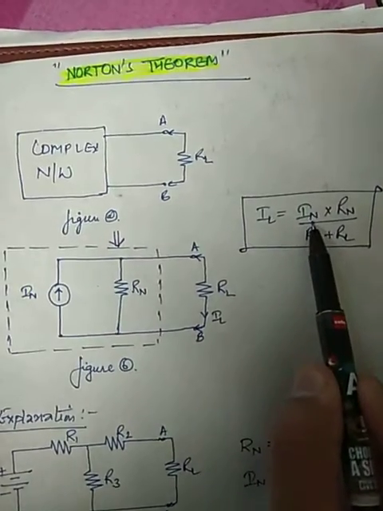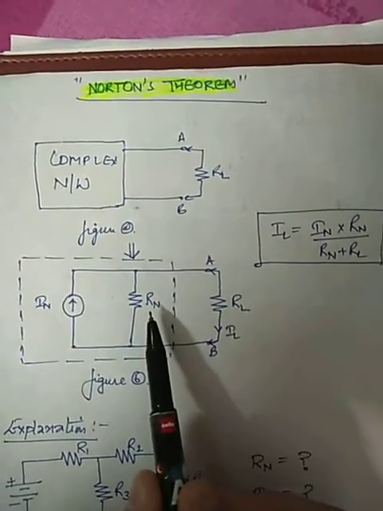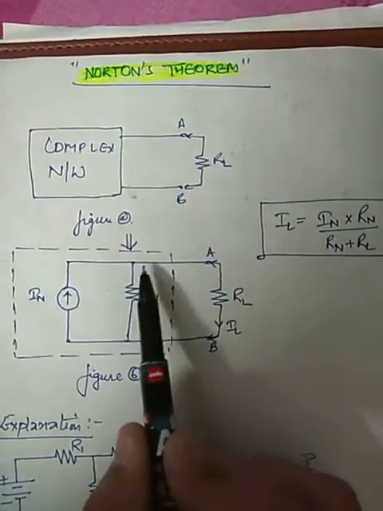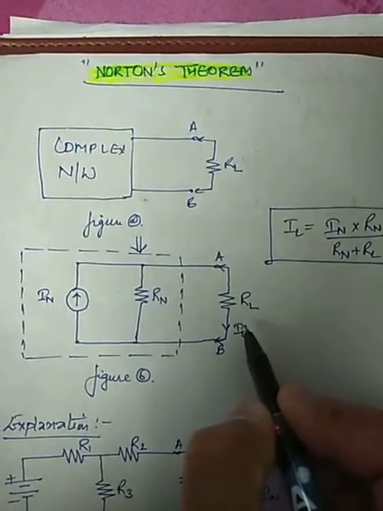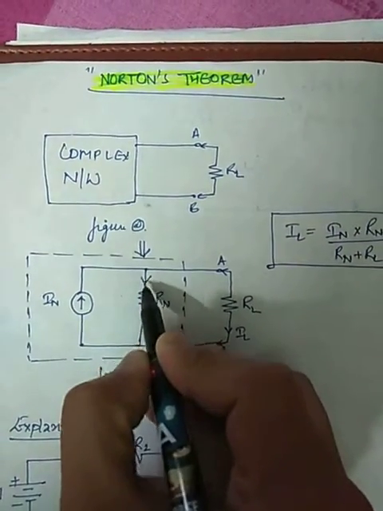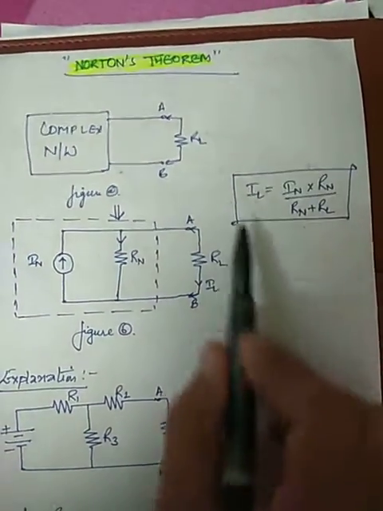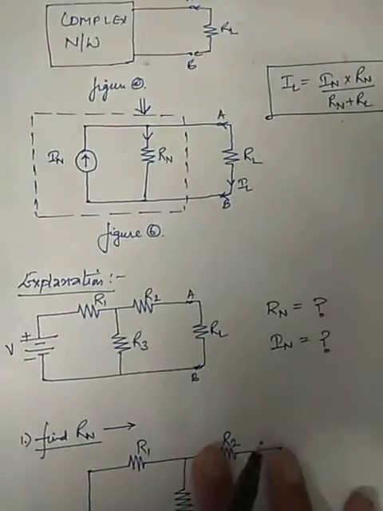So this is the Norton source current In into the resistance of opposite branch divided by the sum of these two resistances on which the current IL is flowing and some current is flowing. So we will add up these two resistances. So this will be the formula of load current. So here we will prove.